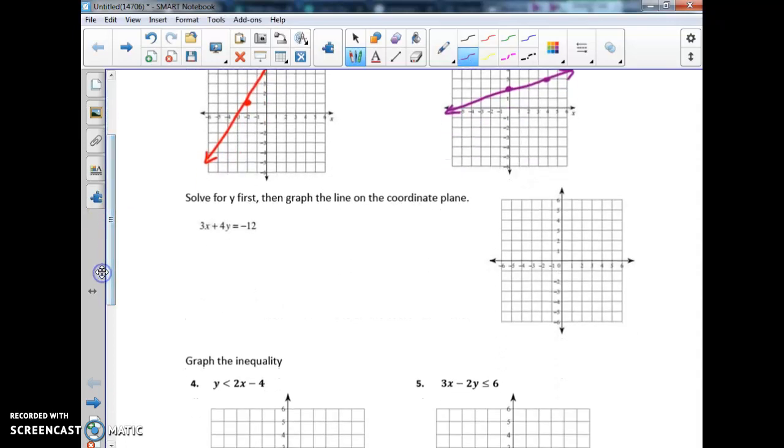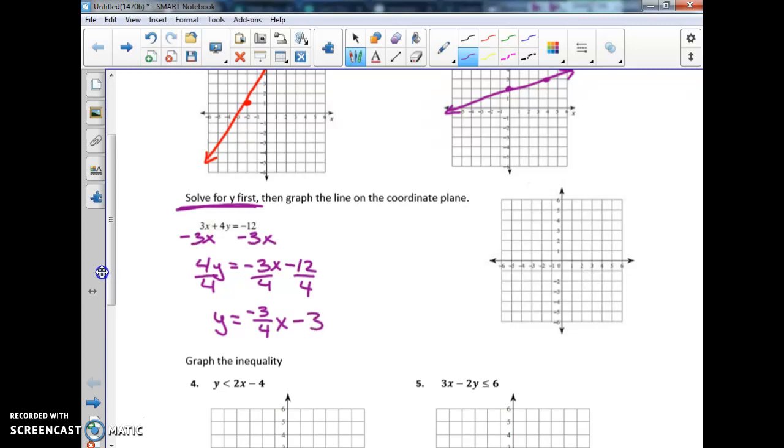For this next one down here, we've got to solve for y first. See where it says solve for y first? So I'm going to subtract the 3x because it was positive. So I get 4y equals -3x minus 12. Don't drop your negative signs. Then I'm going to divide by 4 to get y alone. So I have y equals -3/4 does not reduce, so I'm going to leave it -3/4x. -12/4 is a -3.